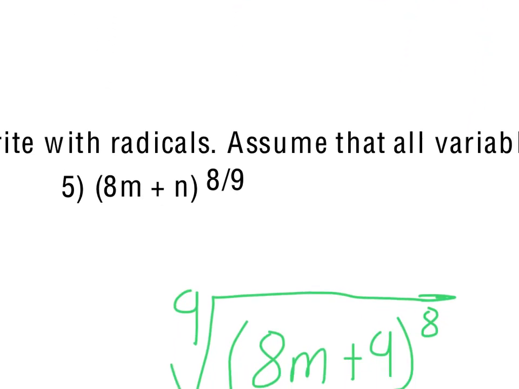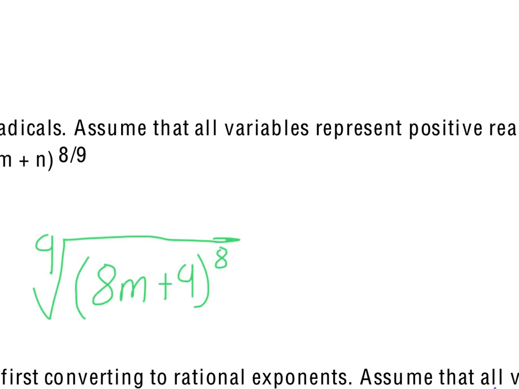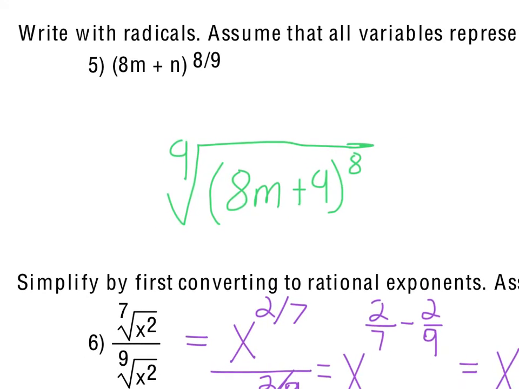For number 5, we just want to write that with radicals, and at this point, and from this point on, we're going to assume that all variables represent positive real numbers, so we don't have to worry about absolute values anymore. There's not a whole lot to this question, just mainly checking to see that you understand that the 9 is the index on that radical, and that the 8 is the exponent on the radicand.